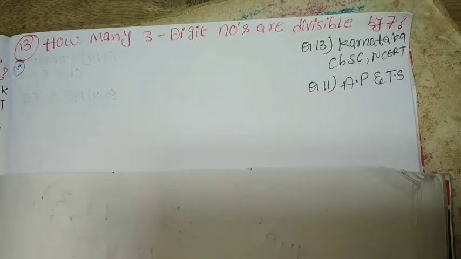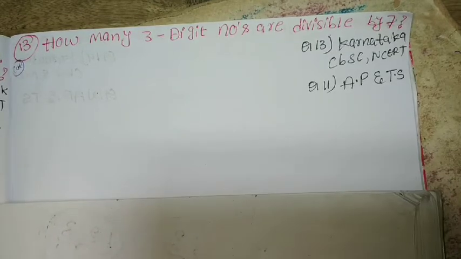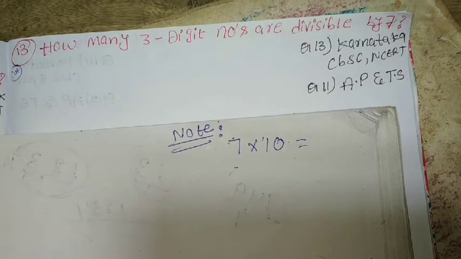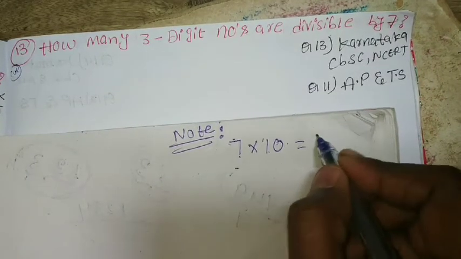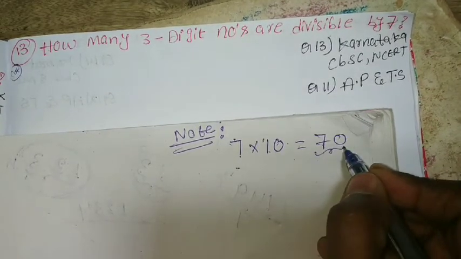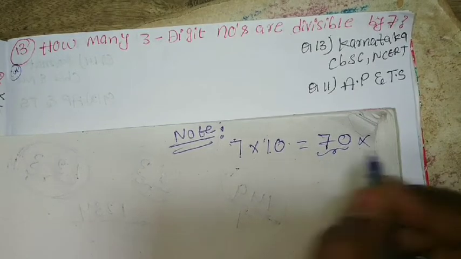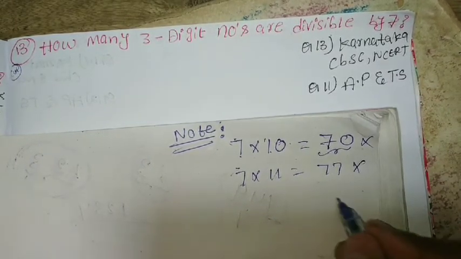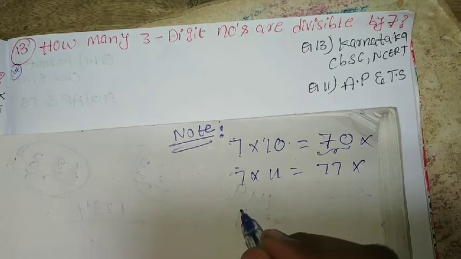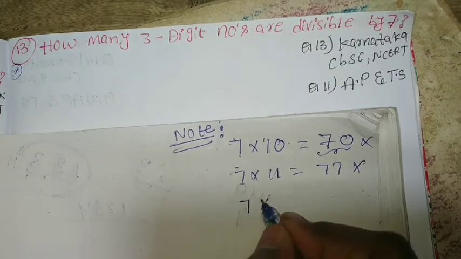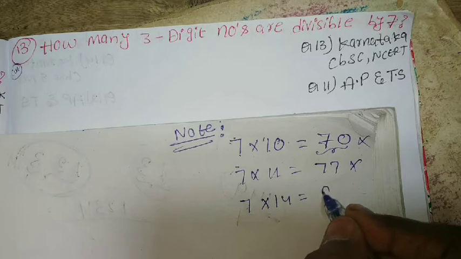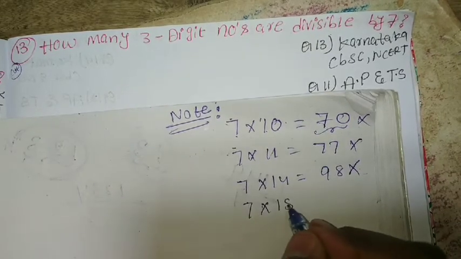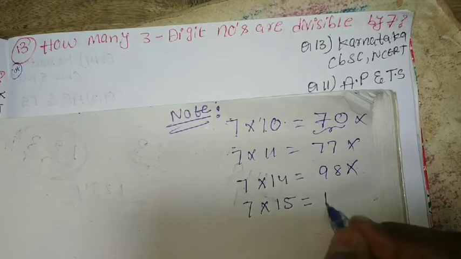So simple now, very easy. If you know the tables, it is very easy. If you don't know the tables, it's very tough. See here, 7 into 10, what? 70. But that is a 2-digit number, so this is not it. 7 into 11, 77, no. But we need a 3-digit number. So which table will it be? Let's think, 7 into 14, what? 7 14s are 98. Again a 2-digit number. If you write 7 into 15, that is 105.